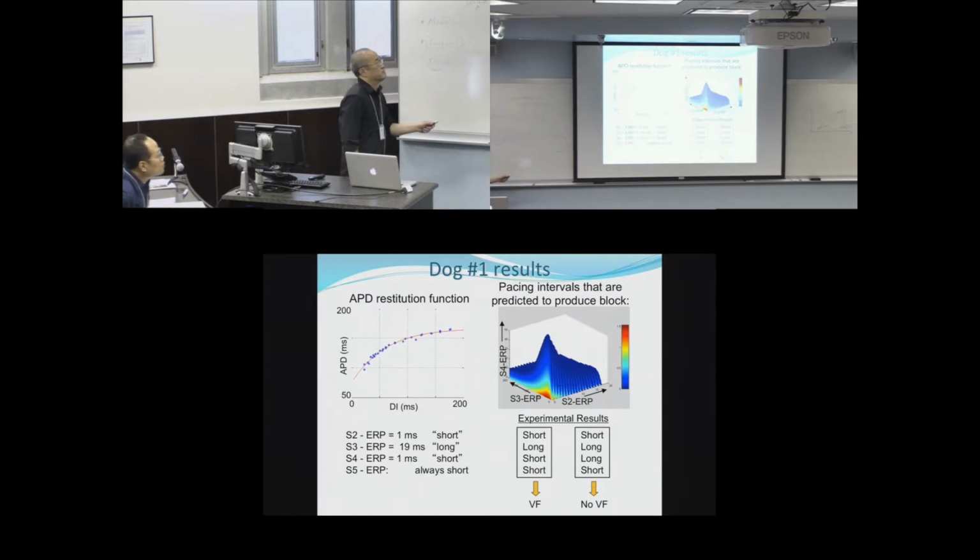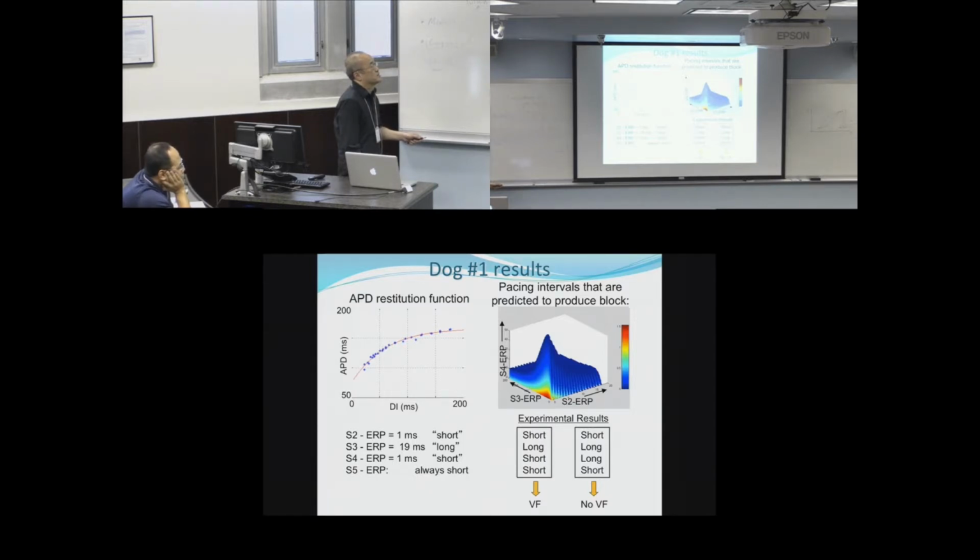So here's an example from one of those experiments. Here's dog number 1. We first measured the restitution function. It looked like this. Then we did our 70,000 coupled MAPS model calculations. And then this is basically a 4-dimensional plot showing you when the model predicts that we're supposed to have block and when you're not.